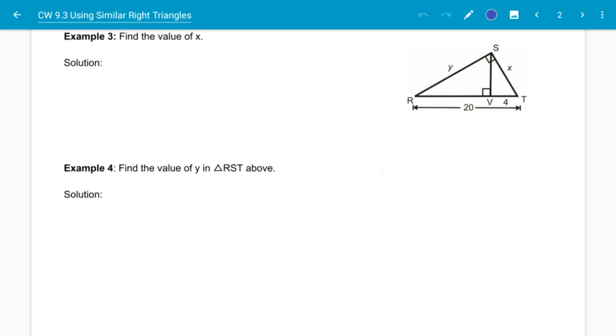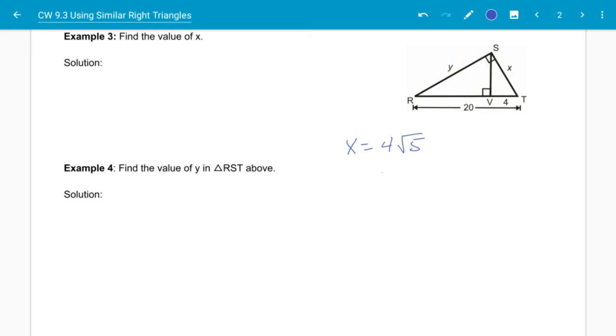Example 4 says find the value of y in triangle RST above. Remember we found x before, and x in example 3 was 4 square root of 5. And if I look at this, I can take x, y, and the hypotenuse, and it's a right triangle, so I can just use the Pythagorean theorem.